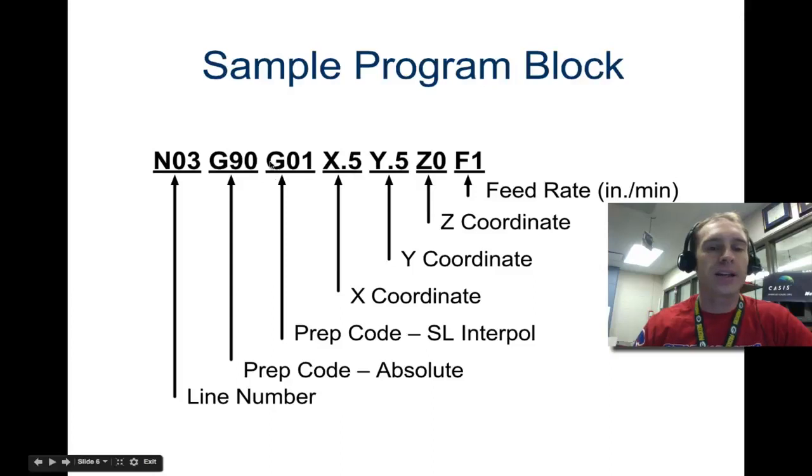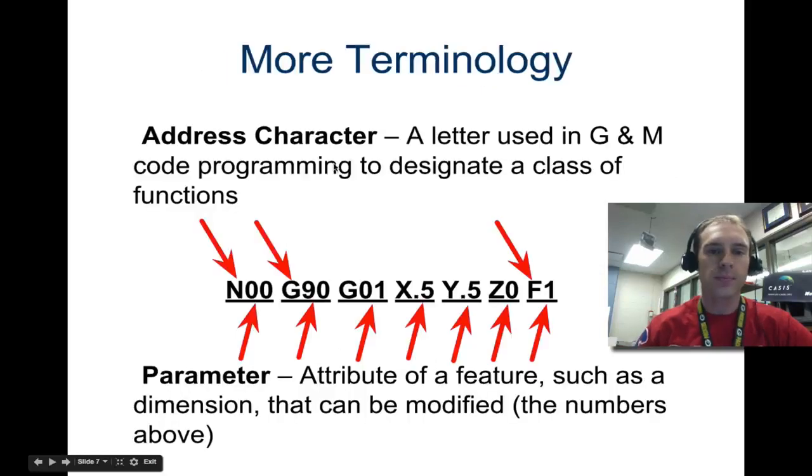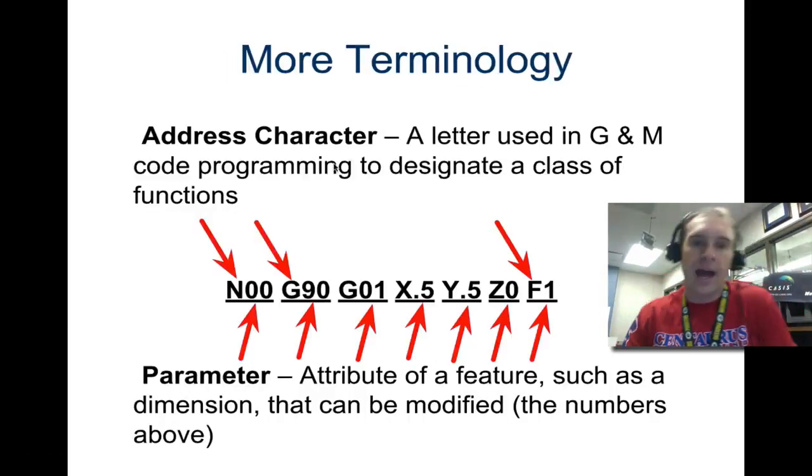So after G90, here we have a G01. G01 means move in a straight line interpolation. So that's all that means. It just tells it go in a straight line from wherever you are to the actual graph coordinate point, 0.5, 0.5, and the Z, your depth of 0. And we're going to go there at a feed rate of 1. So this is a really all-encompassing type line of code where you might move the spindle from one point to another point. So these are some things that you might want to add into your notes.